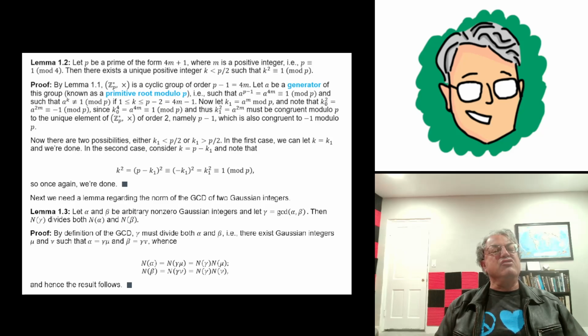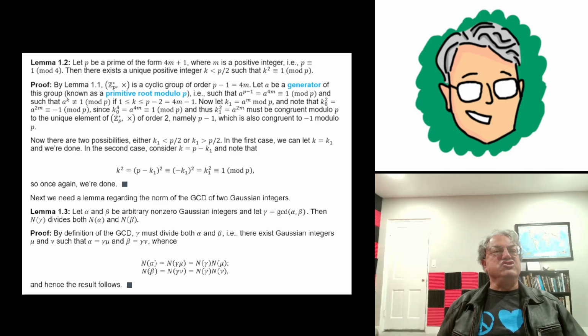So anyway, now we're going to prove that if that's the case, then there exists a positive integer k less than p over 2, such that k squared is congruent to, I think this should be minus 1. Did I write 1? I think it should be minus 1 modulo p. I might have made a typo here. Yeah. So how do we prove that?